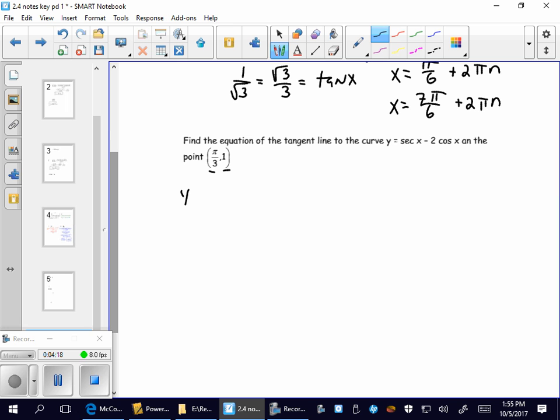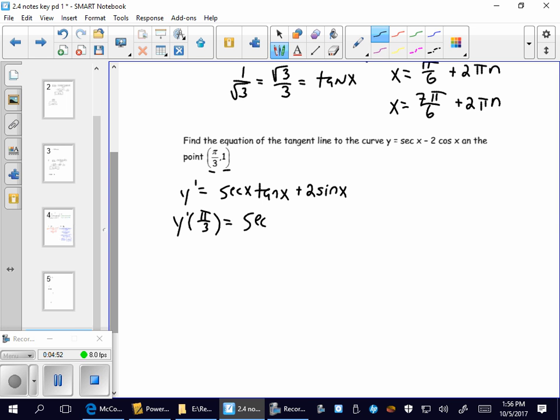So I'm going to take the derivative of secant x, which is secant x tangent x, minus 2 cosine x. The derivative of that's going to end up being plus 2 sine x because the derivative of cosine is negative sine, so it makes that negative out in front a positive. Now I actually need the slope at the point pi thirds, 1, so I'm going to take the x value pi thirds and evaluate that in my derivative.